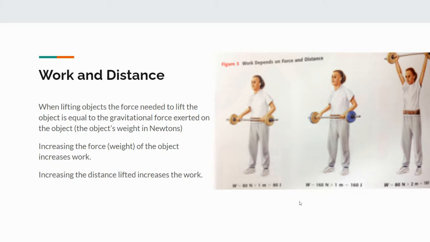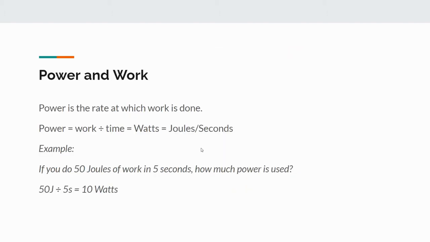Now if we have the original weight, but we double the distance lifting it, we're lifting it 2 meters now, we have 160 joules of work. So if we double the weight but keep the distance the same, we get double the work. If we double the distance moved and keep the weight the same, we'll still double the amount of work. If we doubled both of them, we'd quadruple the amount of work, right? We 4 times it. So increasing the force or the weight of the object and increasing the distance will increase the amount of work that we have to do to move that object.